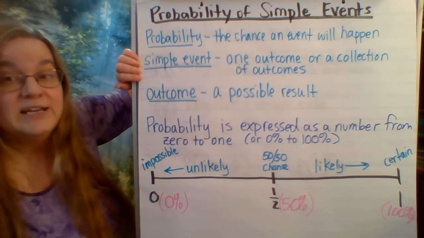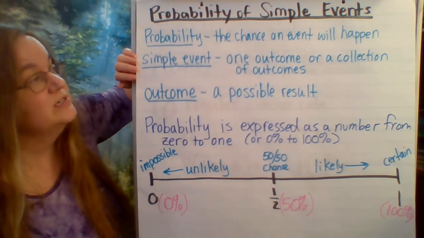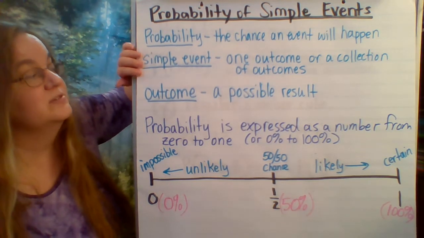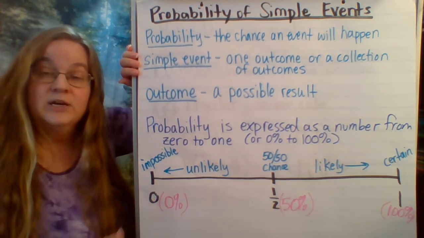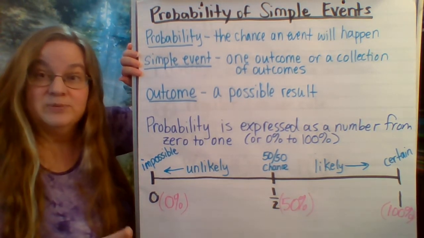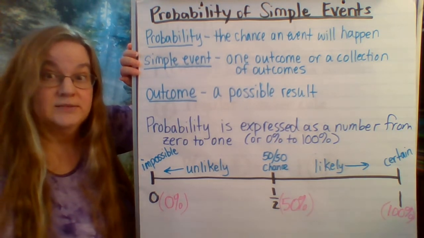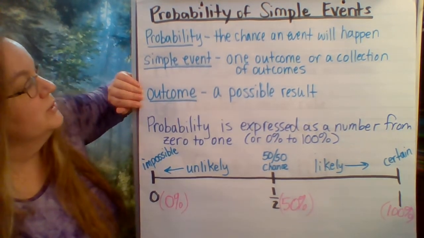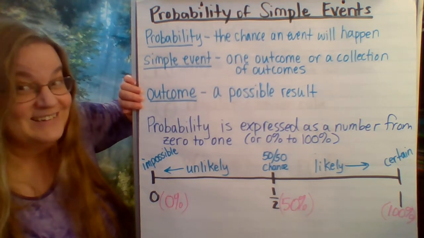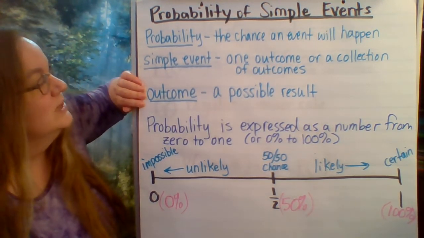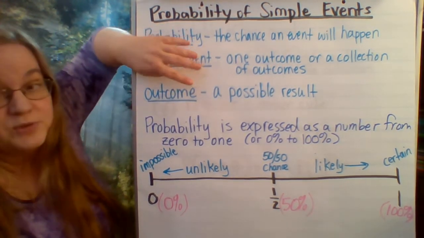A simple event is one outcome or a collection of outcomes. So again, if I'm flipping a coin, one outcome for that simple event would be getting heads. Or another outcome, of course, would be getting tails. So outcomes are just the possible results.